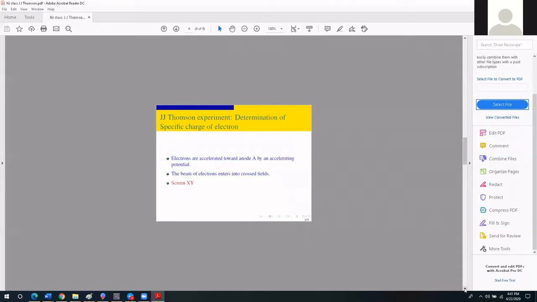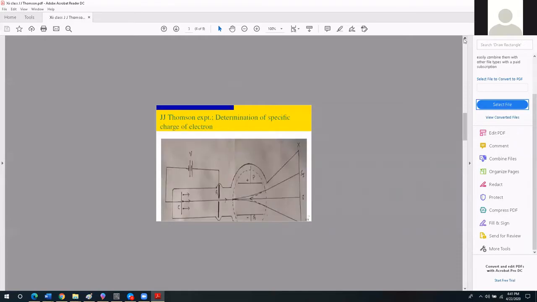figure. This figure's size is not appropriate, it went a little out of scale. So here, this figure shows a simple experimental arrangement of J.J. Thomson's experiment to determine the specific charge of the electron.